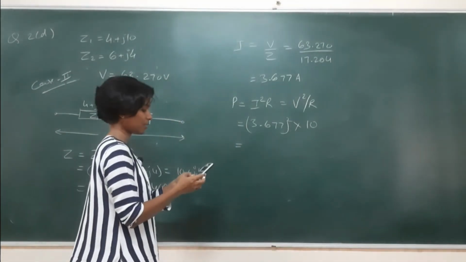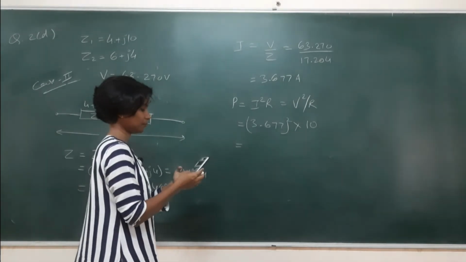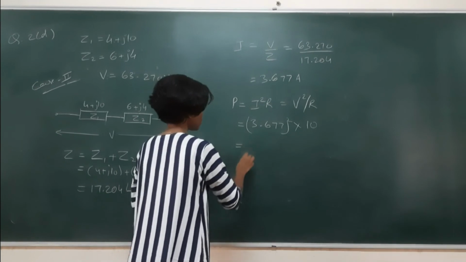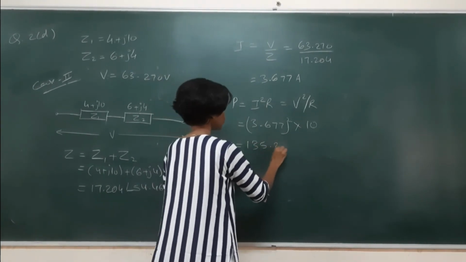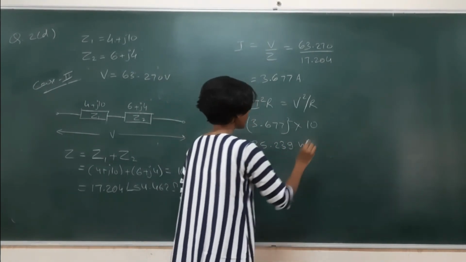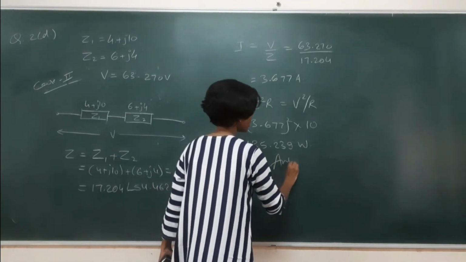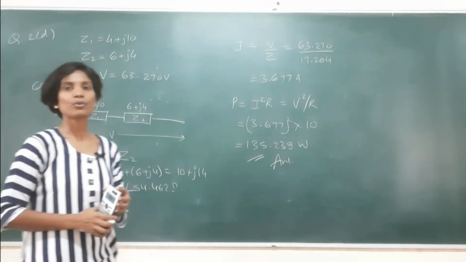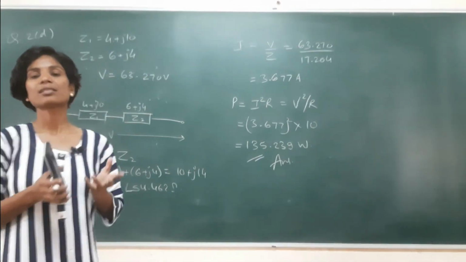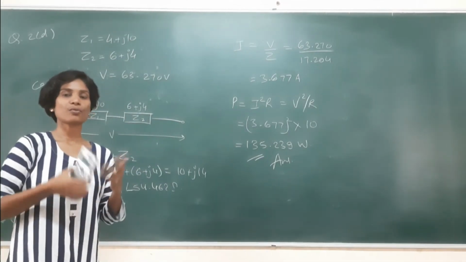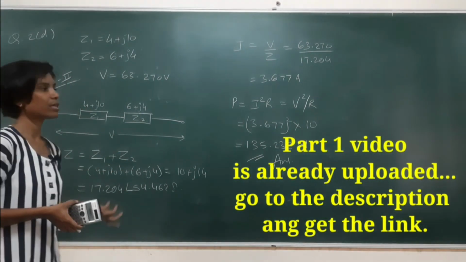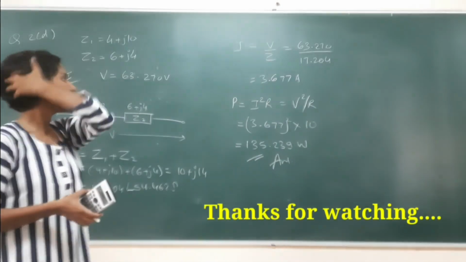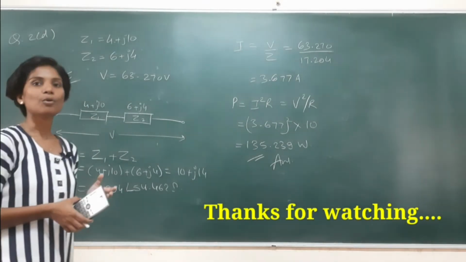Let's check what we are getting. The answer is coming as 135.239 watts. So this is the answer that has been asked. This question is somewhat conceptual, where we have to deal with two cases: the same impedances connected in parallel and then in series. What we have to consider is that the supply voltage is the same, and then we go for the calculation. So that is the solution for the second question.